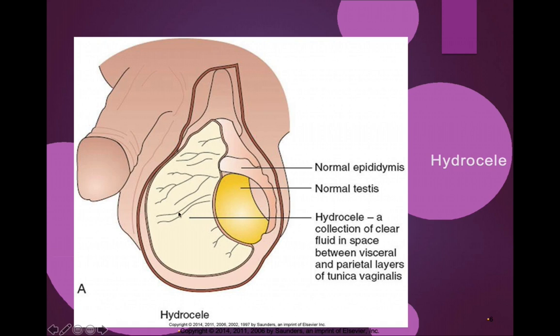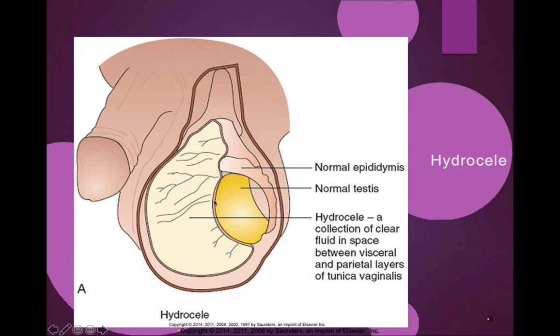Now, here is a hydrocele. It's a clear collection of fluid in the space between this layer here, which is the visceral layer, and this layer on the outer part, which is the parietal layer of the tunica vaginalis.